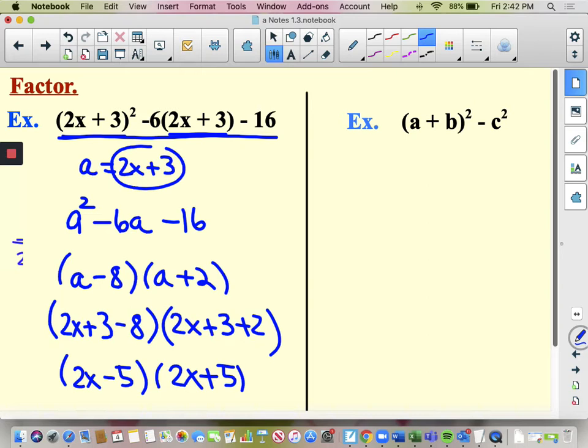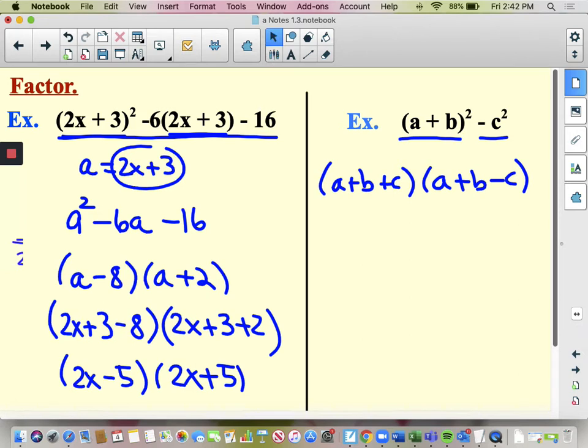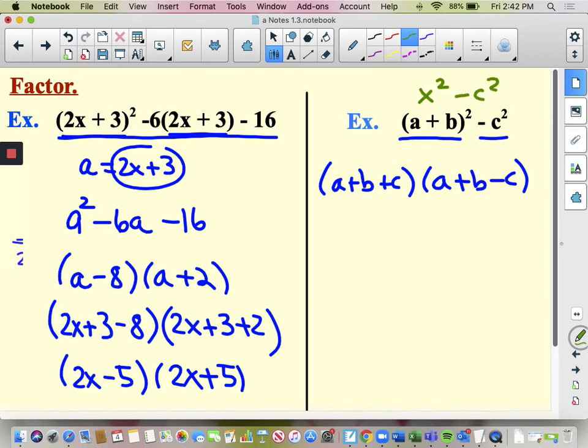So for example, in the second example, if I just bypass the substitution game, I can see that this is a difference of squares. So I know that this is going to factor down to a plus b plus c and a plus b minus c. And if you don't see that, go back to the shortcut. So let's call this x squared minus c squared. And then that's going to factor to x plus c and x minus c. But what is x? X is really a plus b. So go ahead and look at it that way if you would like.